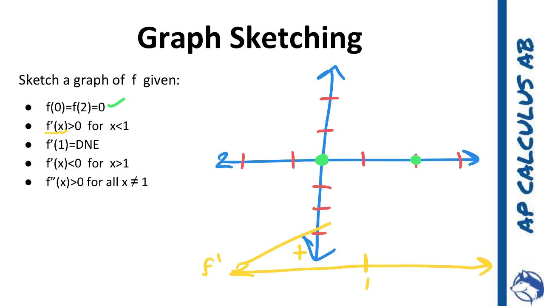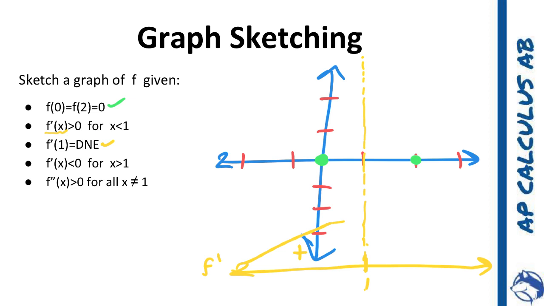And then is there anything else? F prime at 1 does not exist. So what that says to me is that there's likely an asymptote here that will not allow for the function to go there. And so that's that piece.